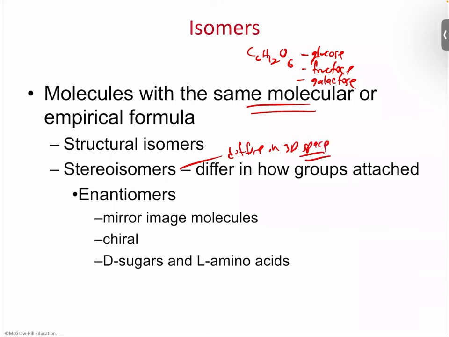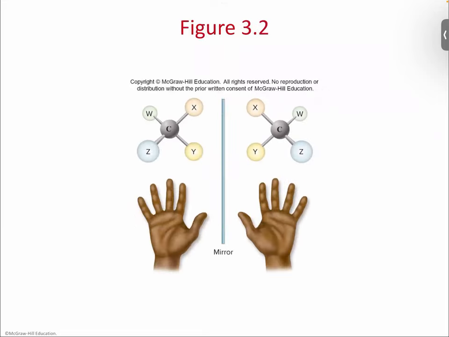And the way I want to describe this is with enantiomers. Enantiomers are the easiest type of stereoisomer to understand because they're mirror images of each other. It's like right versus left, right? Your right hand versus your left hand. As a matter of fact, that's the example they give. These are like enantiomers. They're mirror images of each other. They're not the same thing.